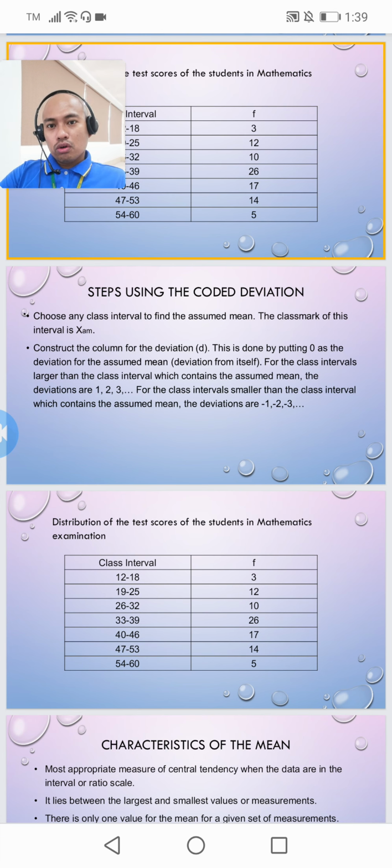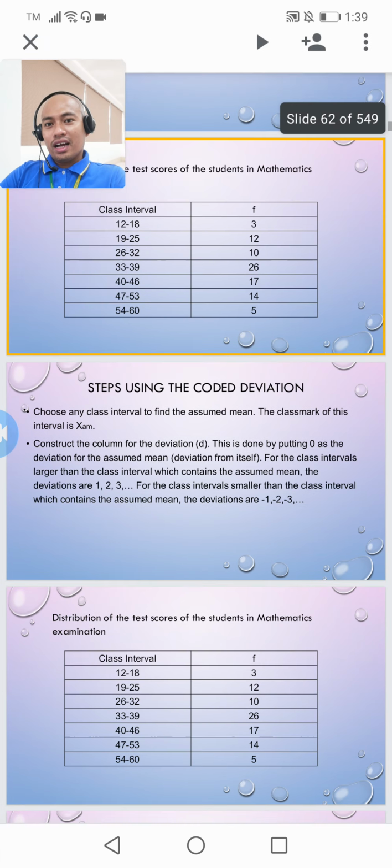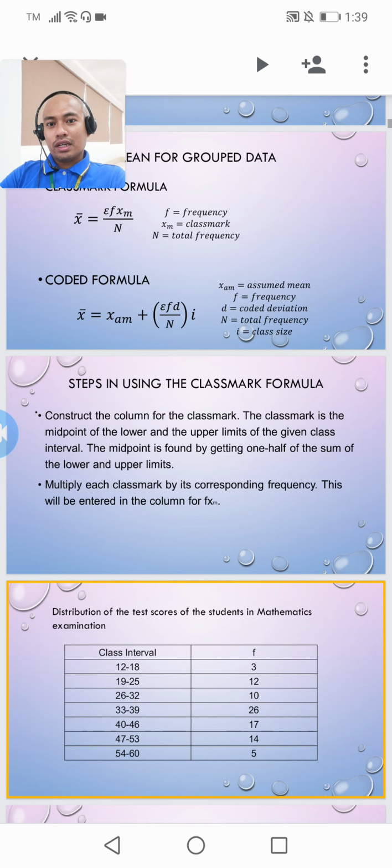We also have the following steps when we prefer to use the coded deviation formula. The first step is to choose a class interval to find the assumed mean. So what we do here is find the assumed mean, because this assumed mean will be the value of our x sub AM.